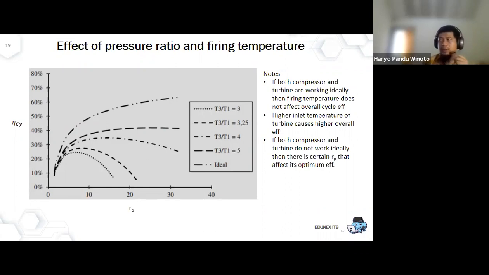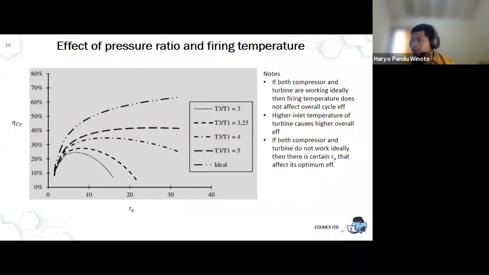But when you have polytropic phenomena, polytropic both compression and expansion, it's going to create some issues. So you will have a certain range that is optimum for your cycle efficiency. And here, please don't get confused.